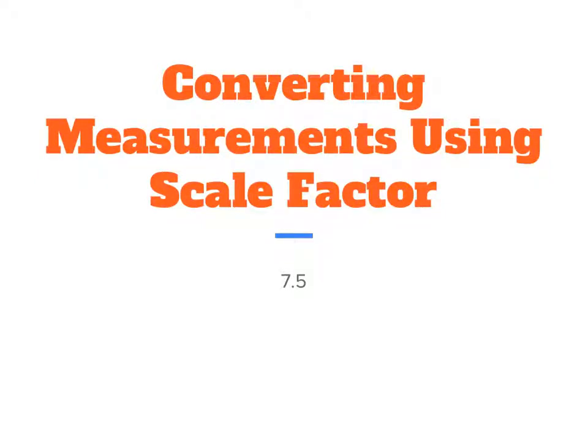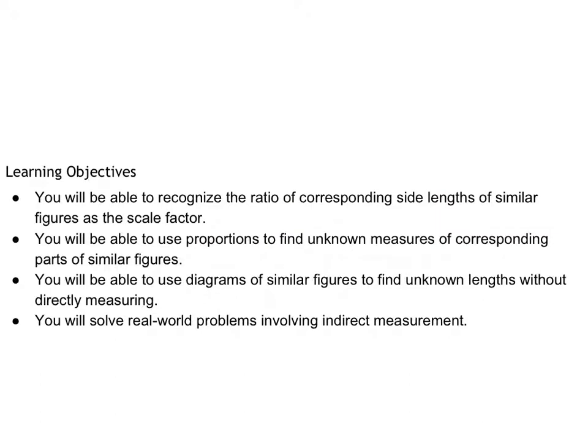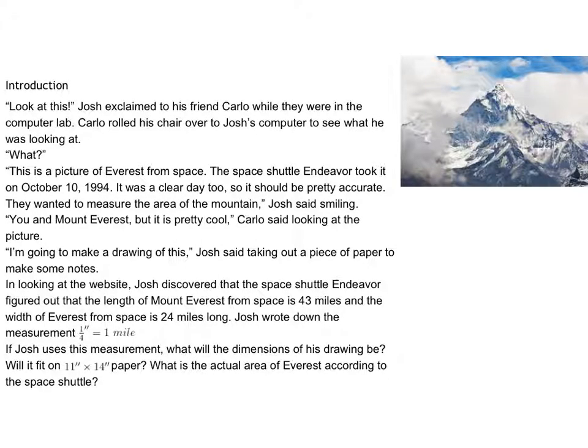Welcome to 7.5. Today we're going to talk about converting measurements using scale factor. Our learning objectives: you'll be able to recognize the ratio of corresponding side lengths of similar figures as the scale factor. You'll be able to use proportions to find unknown measures of corresponding parts of similar figures, be able to use diagrams of similar figures to find unknown lengths without directly measuring, and be able to solve real-world problems involving indirect measurement. Here's our introductory problem for the lesson.